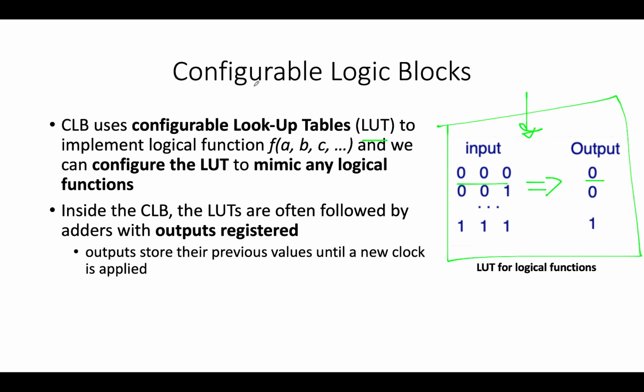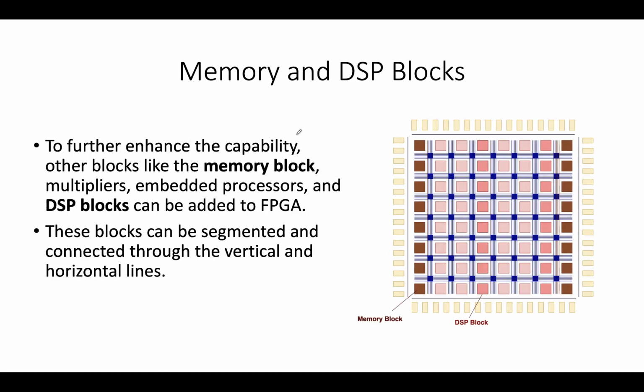So the more important point here that we need to understand is that the CLB basically consists of a configurable lookup table that we can implement our logical function. So together with CLB, interconnect, programmable, we also have different blocks. Particularly, we have memory and DSP blocks.